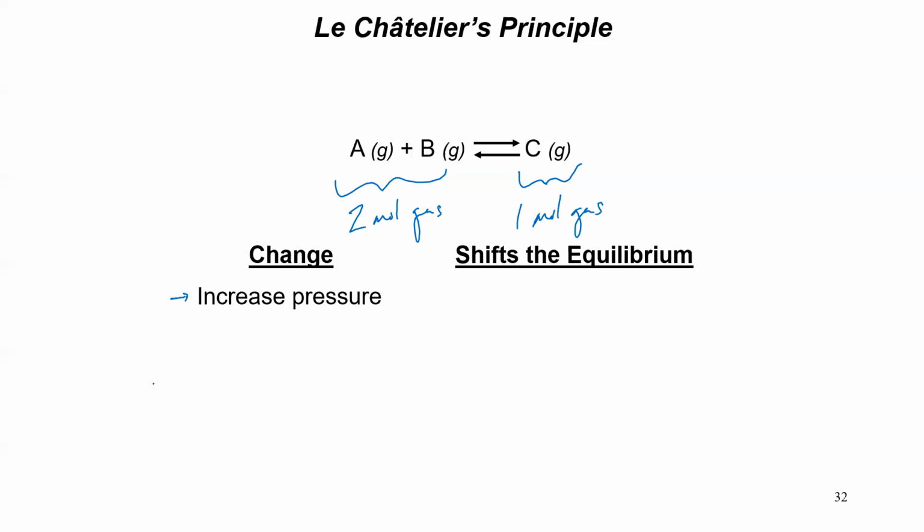And so if the external stress is an increase in pressure, our reaction is going to shift to try to decrease the pressure, to get it back towards what it was before. In order for the system to decrease the pressure, we need to shift toward the fewer moles of gas.